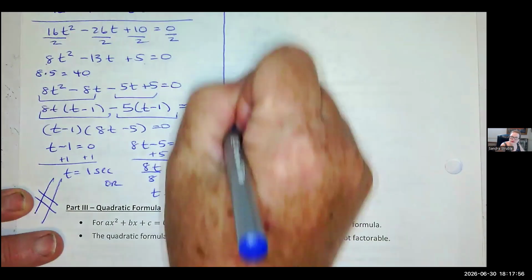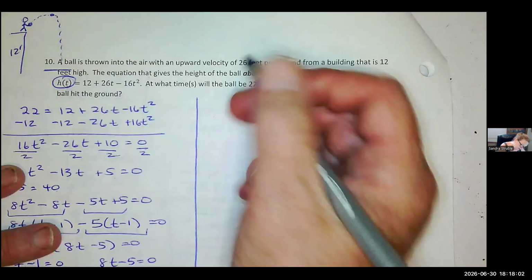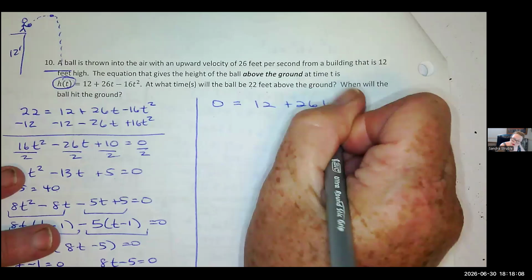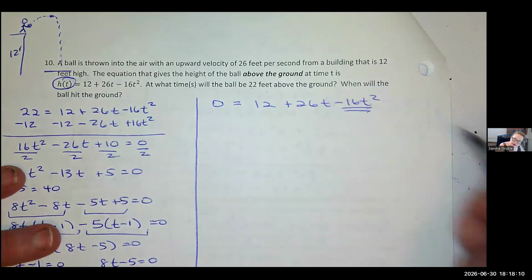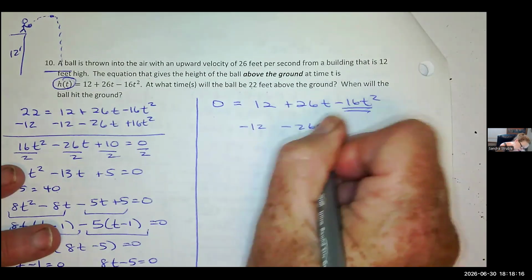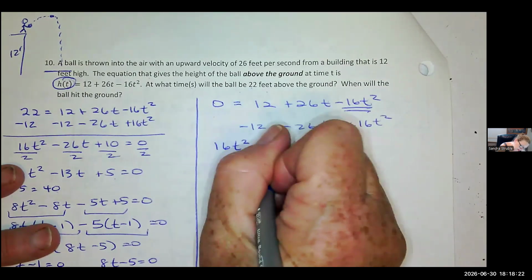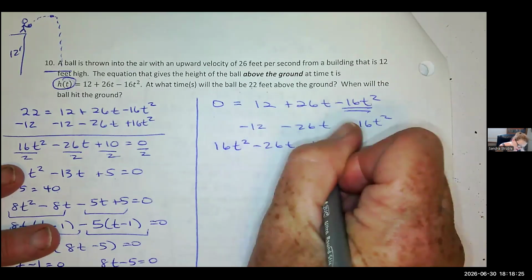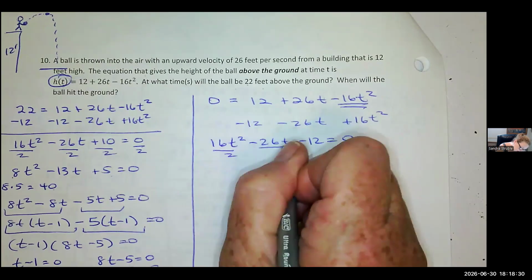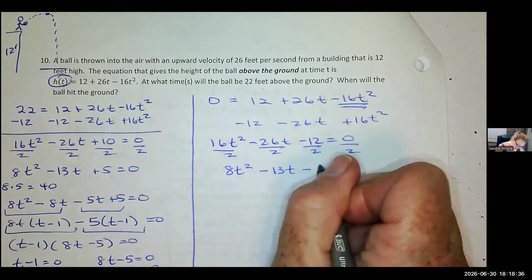The next one is, at what time, when will the ball hit the ground? And this is where you want h of t to be 0. Now, again, we do not want our t squared to be negative, so we need to move everything to the other side. So we're going to be subtracting 12, subtracting 26t, and adding 16t squared to both sides. Putting them in order. 16t squared minus 26t minus 12 is equal to 0. They are, again, all can be divided by 2. Keep life easy. So 8t squared minus 13t minus 6 is equal to 0.